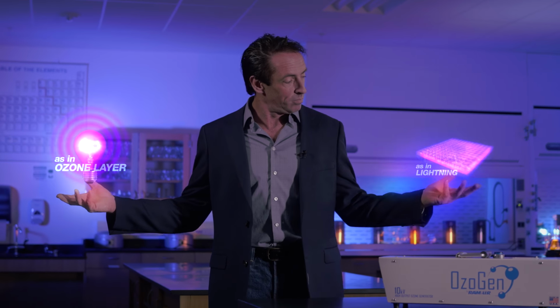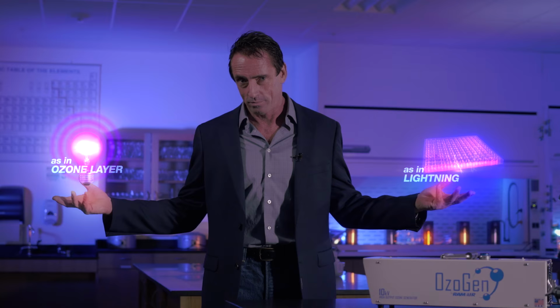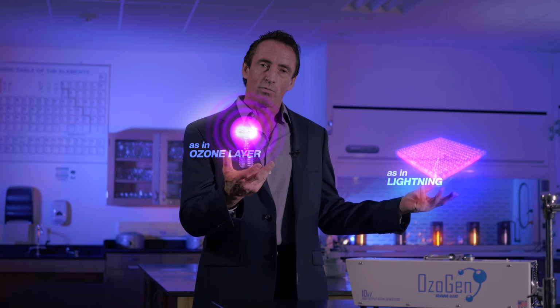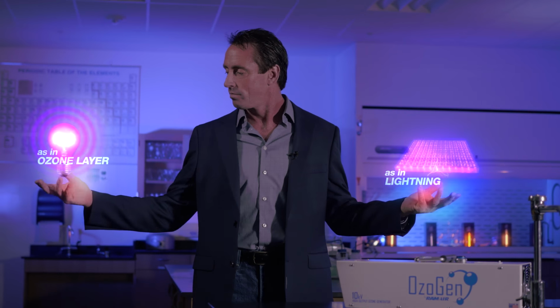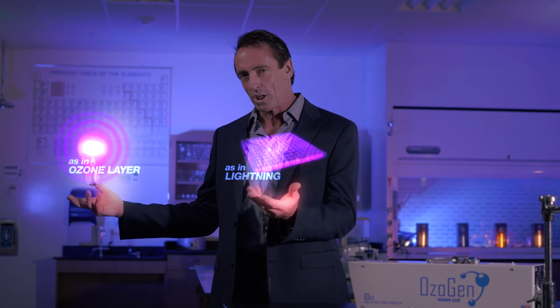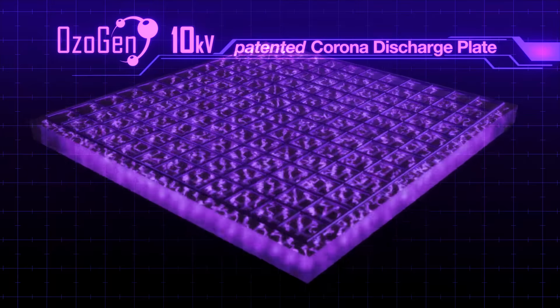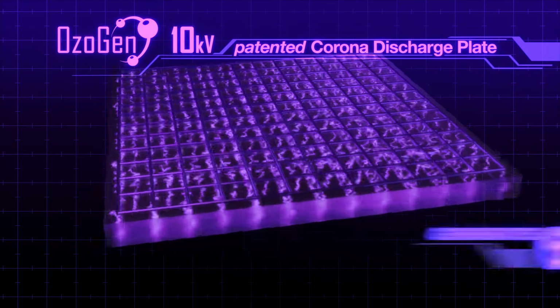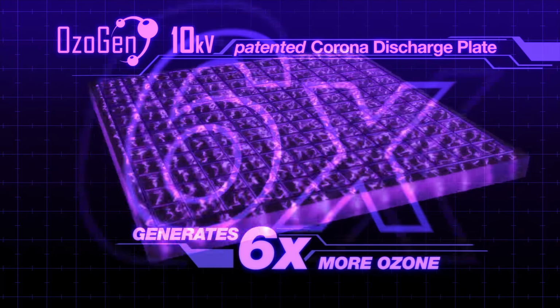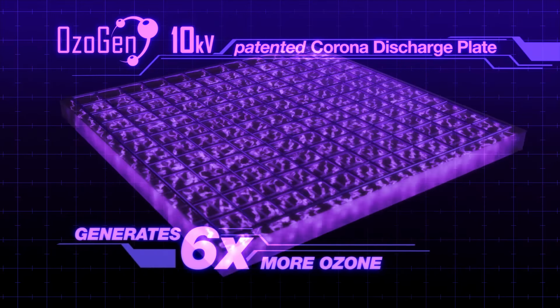There are two ways that ozone is commercially generated: UV light and corona discharge. UV light generators produce less ozone and are less effective at neutralizing odors. Corona discharge, on the other hand, is the preferred way of generating ozone for odor removal and sanitization. We've designed the OzoGen 10 kV generator with a more robust corona discharge system that creates 6 times the ozone of comparatively sized and priced generators.